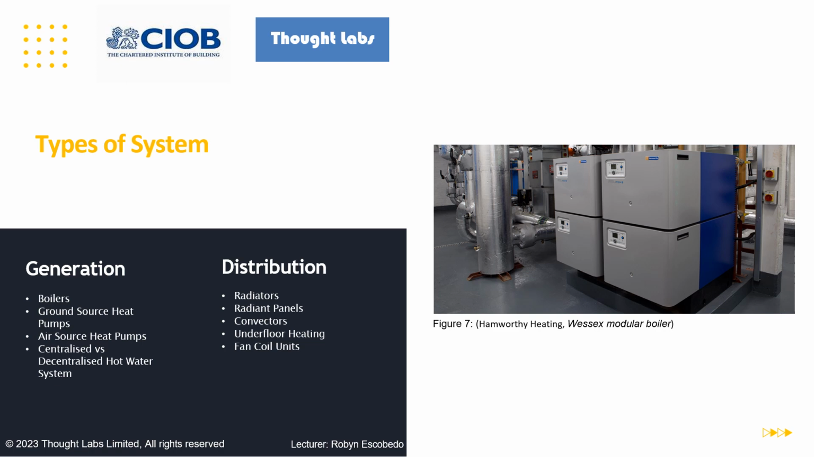Types of system. Generation. Boilers can use a range of fuels such as natural gas, LPG, biomass and oil, natural gas being the most popular. Advantages of boilers are that they are space efficient. If you look at the figure in front of you, you can see boilers can be stacked. If a combi boiler is used, then there is no need for hot water tanks. They are capable of providing heating and hot water instantaneously.